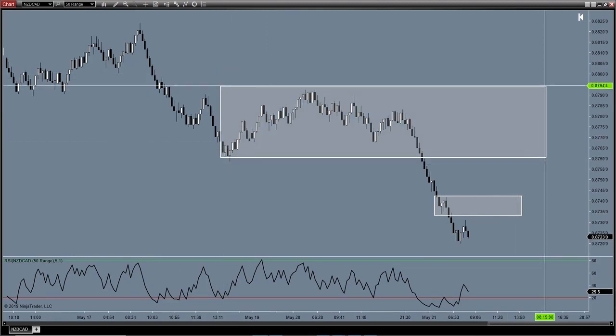Any questions about New Zealand, Canada? And again, yeah, dollar yen did have a strong close. Now let's see if we can get a pullback.